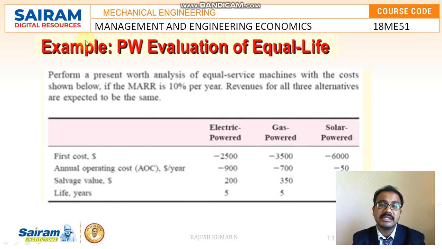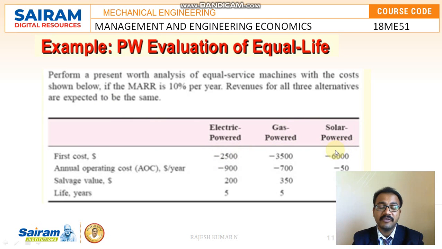And let me take the second example, the present worth evaluation of equal life. Here the question is mentioned as a present worth analysis of equal service machines with the costs shown below. If MARR is 10% per year, that is the minimum attractive rate of return, the revenues for all three alternatives are expected to be the same. So first we will see the first cost.